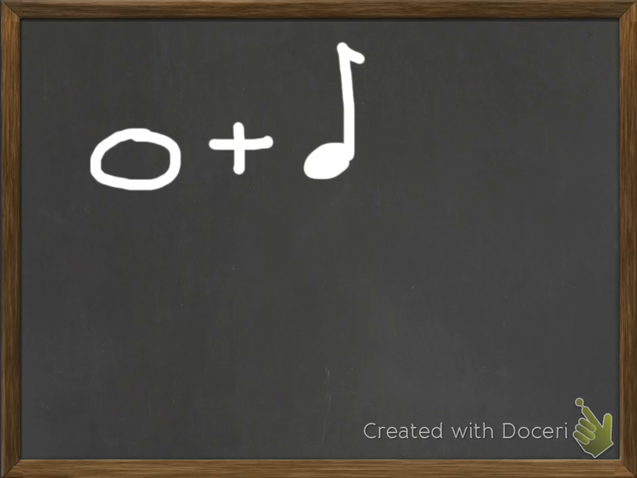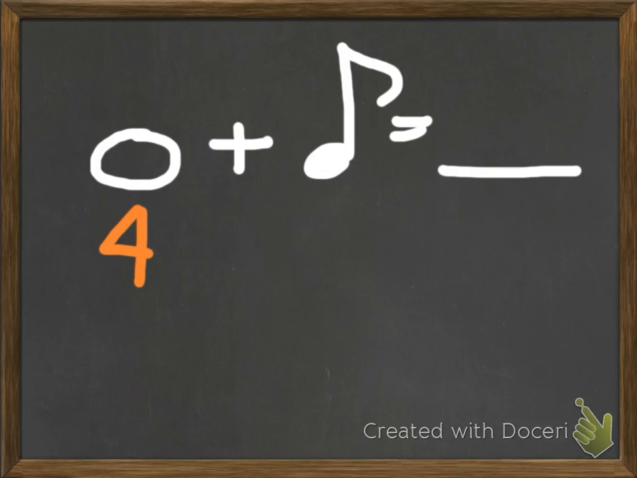Let's try some with some fractions in it. We have a whole note plus an eighth note. The whole note is 4 beats. Copy down the plus sign. Our eighth note is 1/2 a beat.